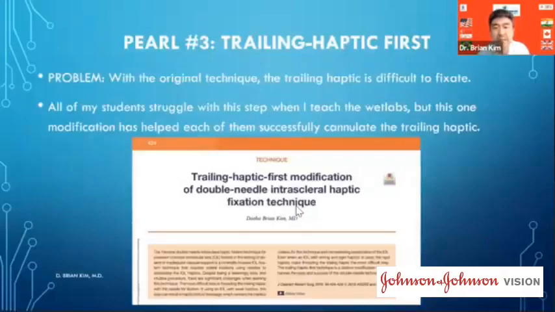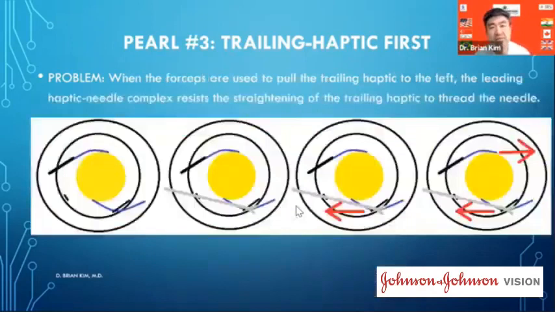And pearl number 3 is trailing haptic first, which I published back in 2018. In the original technique, the leading haptic is inserted into the left side needle, and the trailing haptic is difficult to fixate. All of my students struggle with this step when I've taught this in the wet labs, but with this modification, they've been able to cannulate the trailing haptic very easily. The principle is simply, when the forceps are used to pull the trailing haptic to the left in order to fixate, the left side haptic needle complex resists the straightening of the trailing haptic.